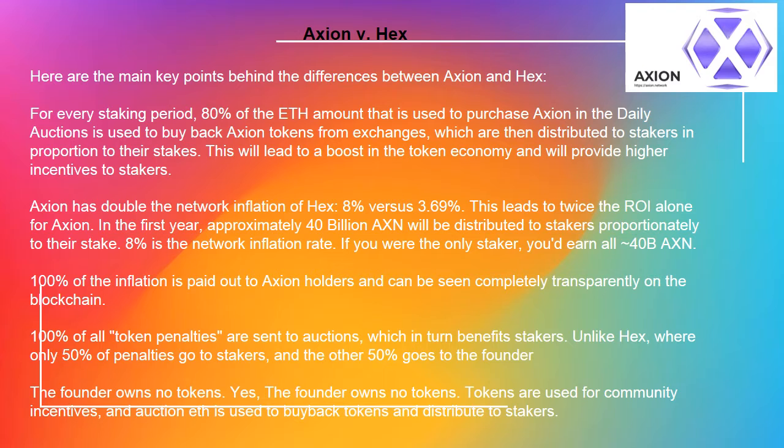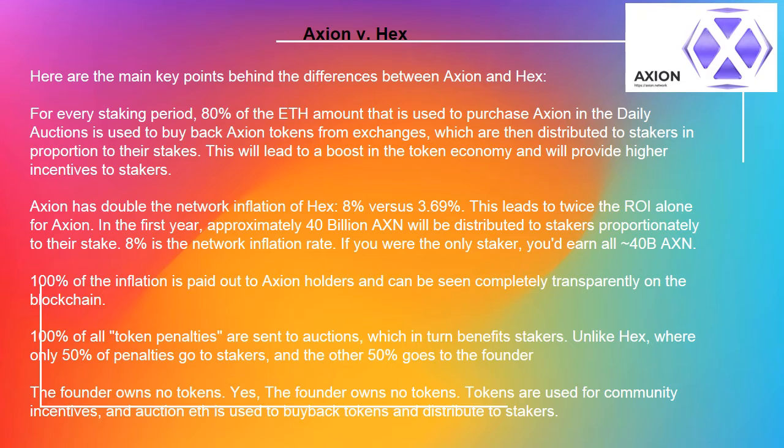For Axion, in the first year, approximately 40 billion AXN will be distributed to stakers proportionately to their stake. 8% is the network inflation rate. If you were the only staker, you'd earn all 40 BAXN. 100% of the inflation is paid out to Axion holders and can be seen completely transparently on their blockchain.